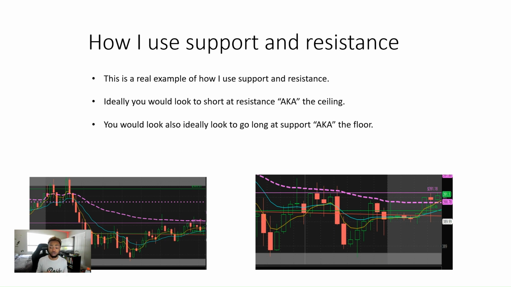This is two actually live examples. The one on the left, I actually called out in my Discord. The one on the right is just an actual example. I didn't trade it at all. Okay, ideally, you would look to go short at resistance, aka the ceiling. And as you can see here, as price reached this 393.51 area, I called that out in my Discord actually. Price reversed drastically, and that was a play on Friday that I called out.